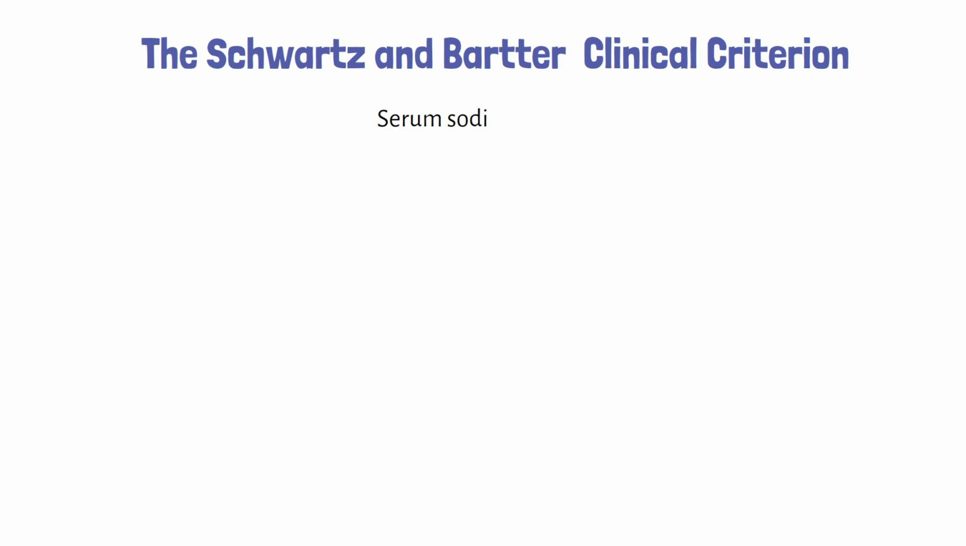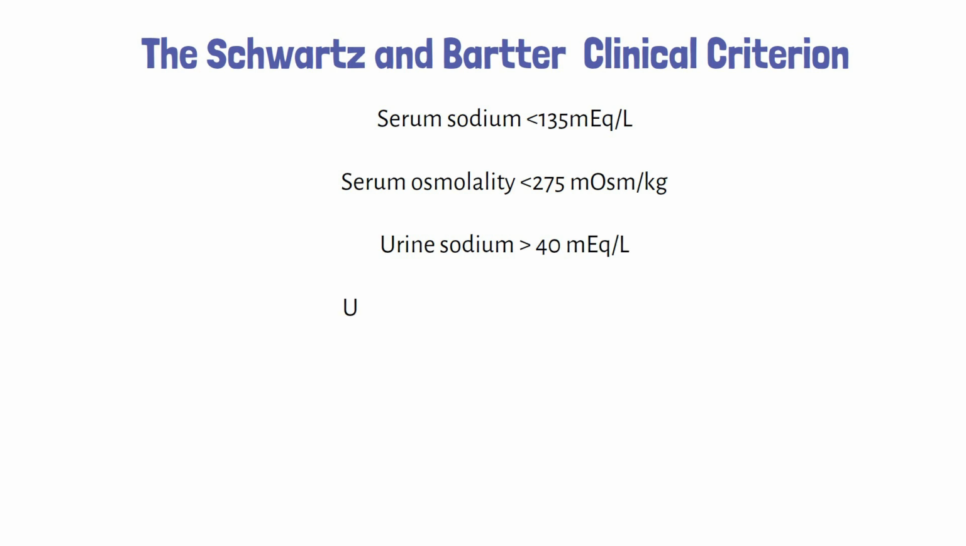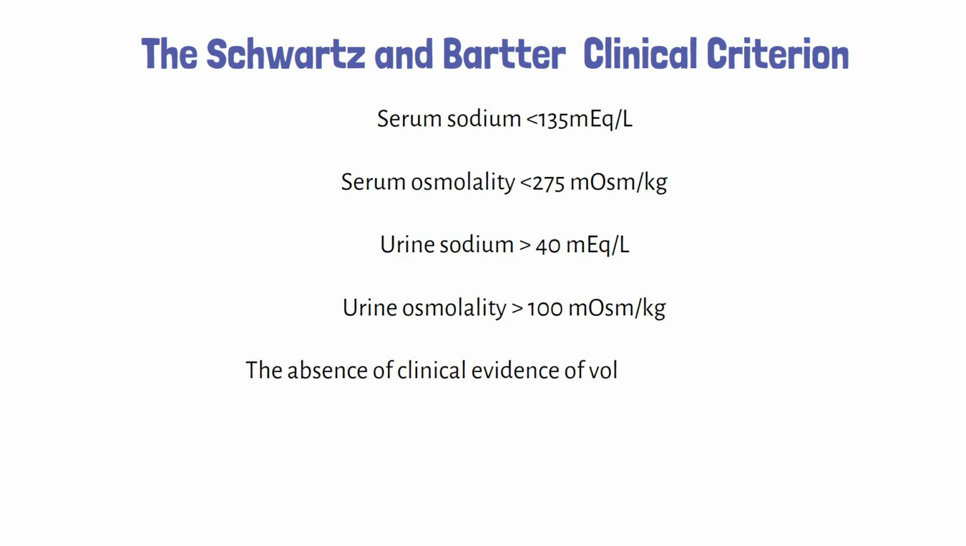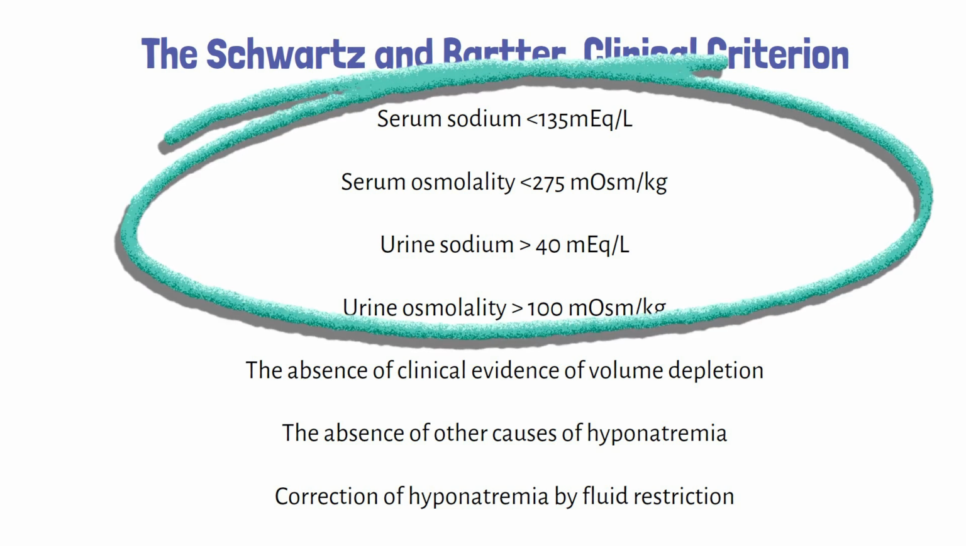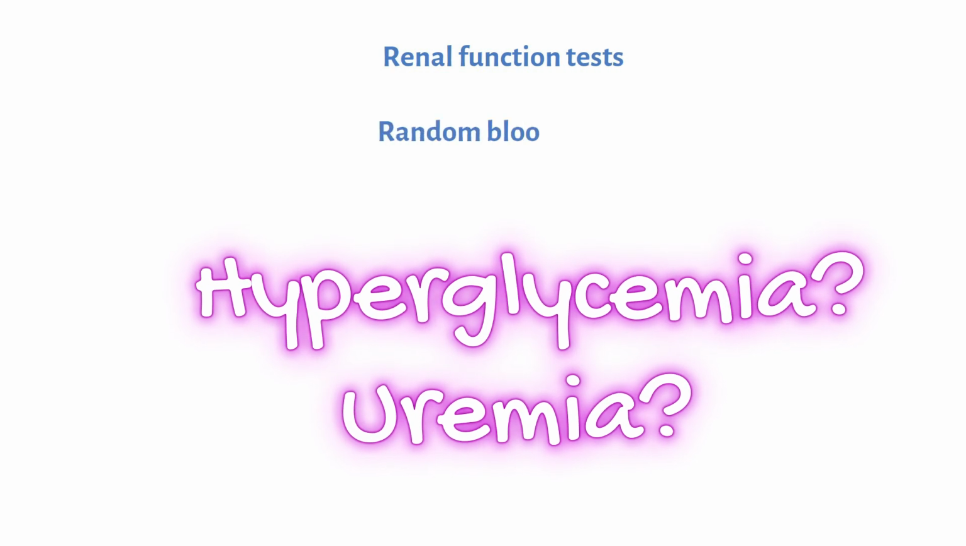Serum sodium less than 135, serum osmolality less than 275, urine sodium greater than 40, urine osmolality greater than 100, the absence of clinical evidence of volume depletion, the absence of other causes of hyponatremia, and finally, correction of hyponatremia by fluid restriction. The tests that are done to diagnose SIADH are serum osmolality and serum sodium, and urine sodium concentration and urine osmolality. Renal function tests and random blood sugar tests are necessary to check hyperglycemia and uremia, as these are the potential causes of pseudohyponatremia.